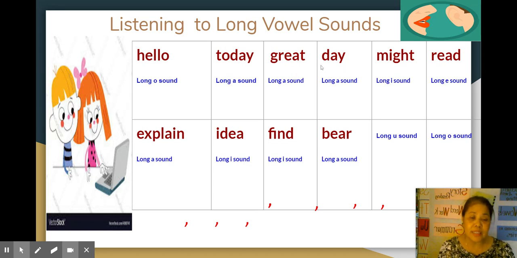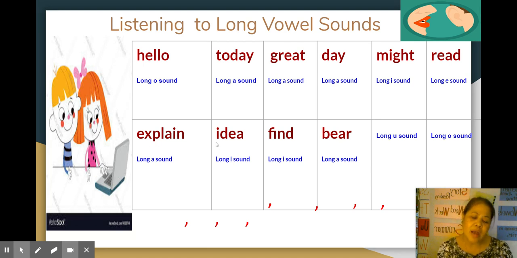And then this one is day. And the long vowel is also a long A sound. And right here, I'll read it and then give me a guess. What do you think is the long vowel here? Might. Good job. It's a long I sound. Next, read. What do you think is the long sound there? Very good. It has a long vowel E sound right here. Read. And here, explain. What is the long vowel sound there? Good job. It's A, explain.